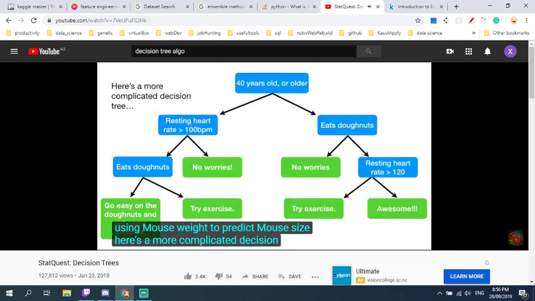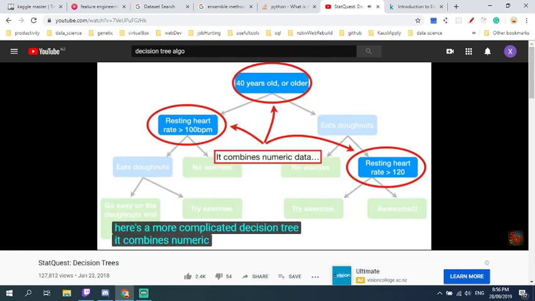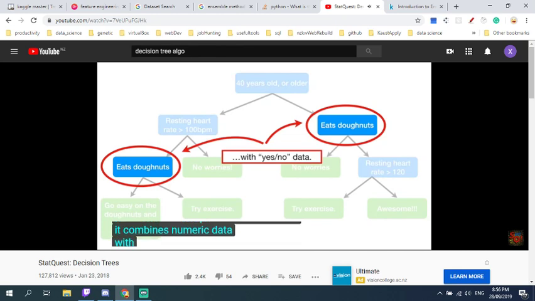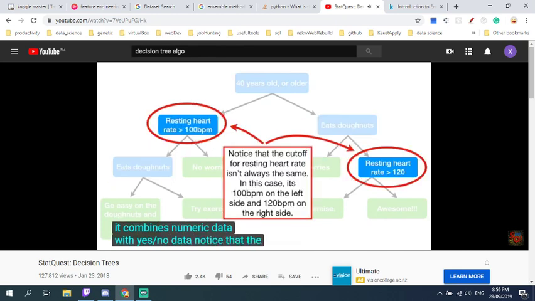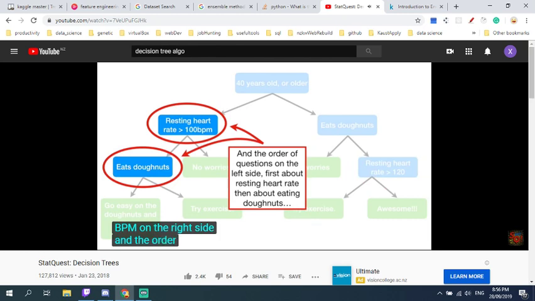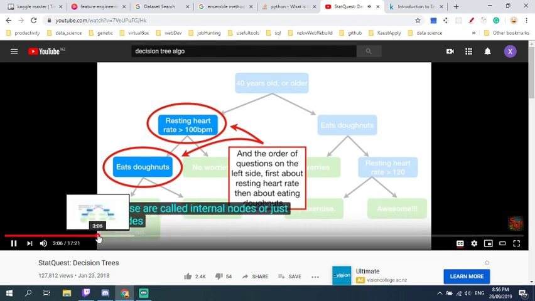Here's a more complicated decision tree. It combines numeric data with yes-no data. Notice that the cutoff for resting heart rate isn't always the same. In this case, it's 100 BPM on the left side and 120 BPM on the right side. And the order of questions on the left side, first about resting heart rate, then about eating donuts, is different from the right.